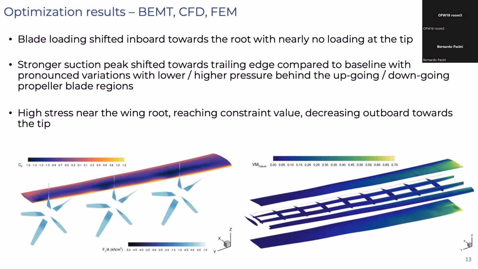Now, once we've run the optimization, we see the design is quite different. The blade loading is shifted inboard towards the root, very far away from the tip. There's a strong suction peak on the wing that's shifted away from the leading edge. And those variations, you can see them more clearly in this contour plot where we have very strong lower and higher pressure behind the upgoing and downgoing propeller blade regions. The wing box is more stressed now and actually reaches our constraint value, and that again decreases outwards toward the wingtip.